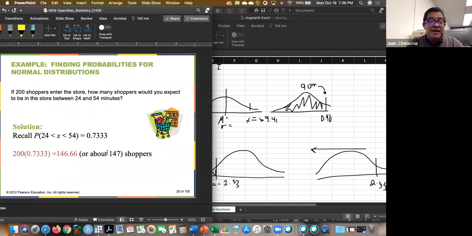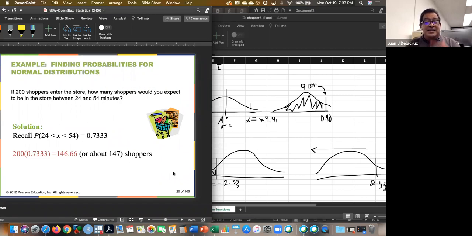So I might expect that about 147 shoppers are going to be in my store between 24 and 54 minutes. So it is not random that companies arrange spaces in supermarkets according to the time people spend. Of course, you want to buy milk, so you don't see the milk at the beginning of the store. At the end, you find the milk, but you pass by the cereals, you pass by the popcorn, you pass by all these nice aisles that have different food that you probably don't want to spend on.